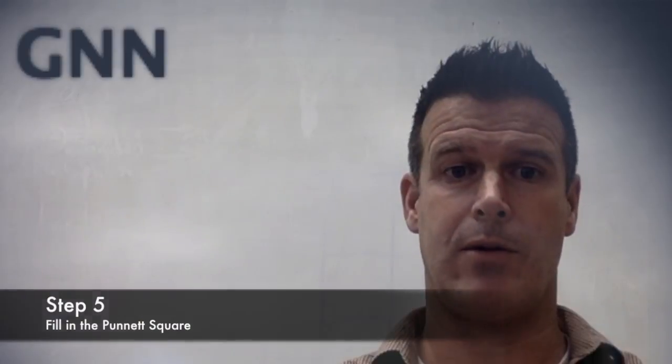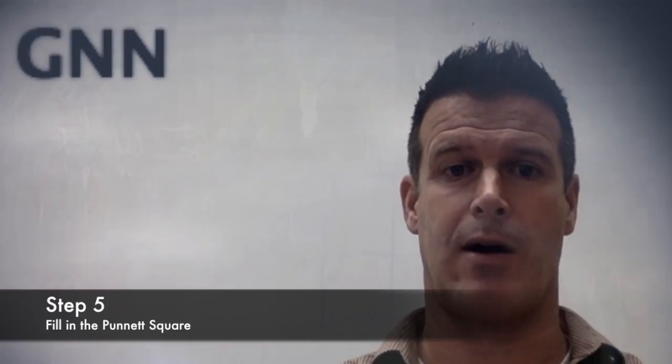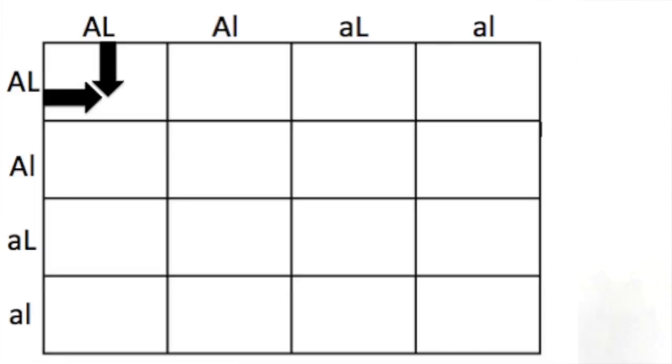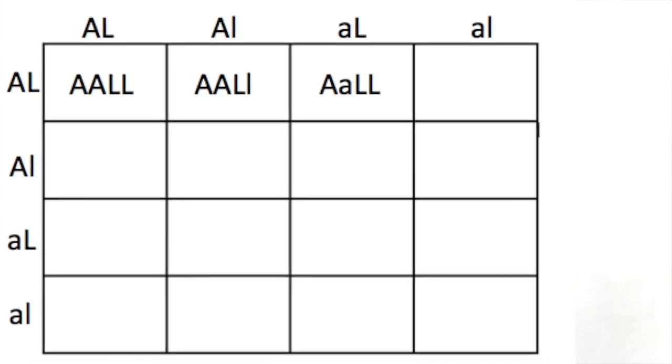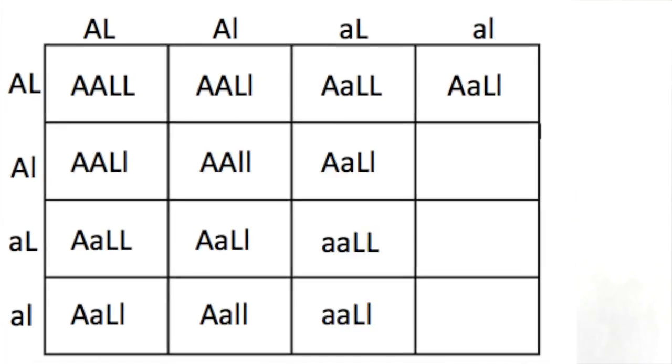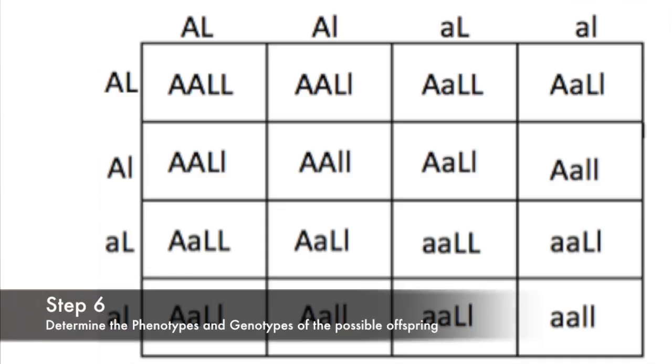The last thing we do with the Punnett square is fill the square in. You drop it down and sideways, and just like a 1 trait, we fill in. In the 1 trait we had 2 letters in each box, and now we'll have 4. The last step is determining the genotype and phenotype of our example.